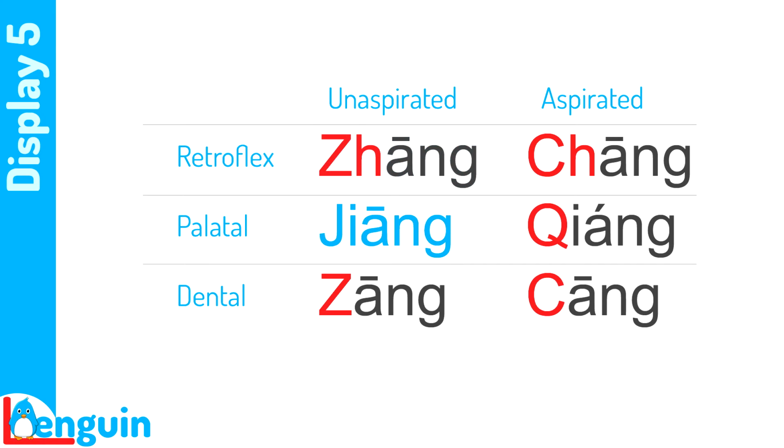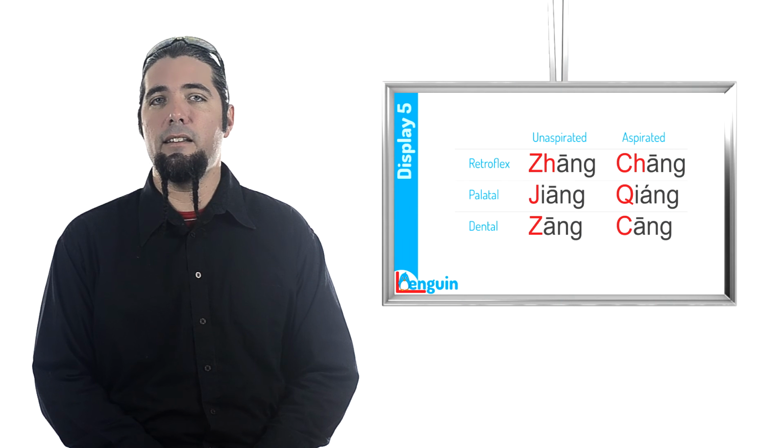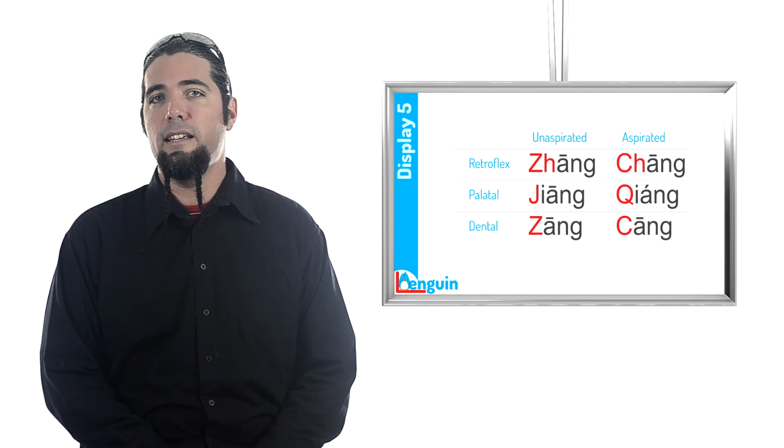Zhang, Jiang, Zang, Chang, Qiang, Cang. These are affricate consonants. They start with the tongue touching the roof of the mouth and continue with the tongue close to the roof of the mouth, so that there's an explosion with a lot of friction. Just what position the tongue is in is different for each row.